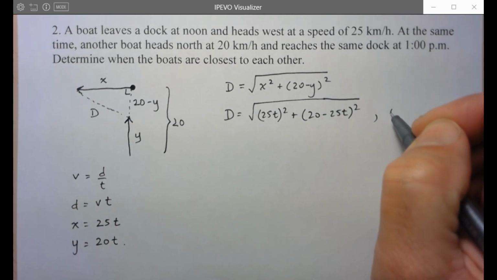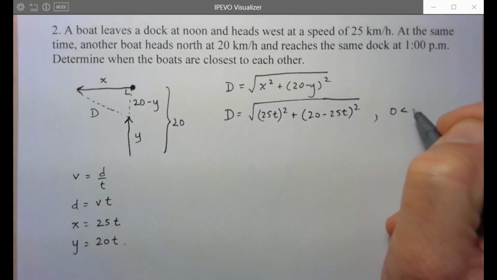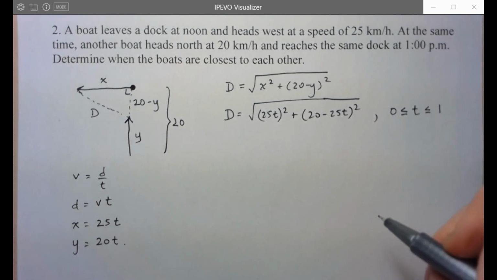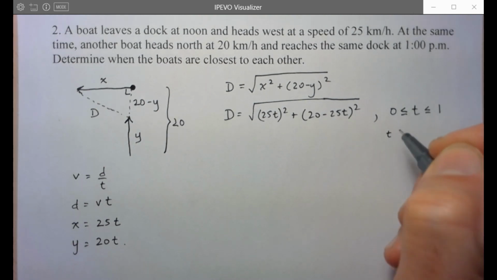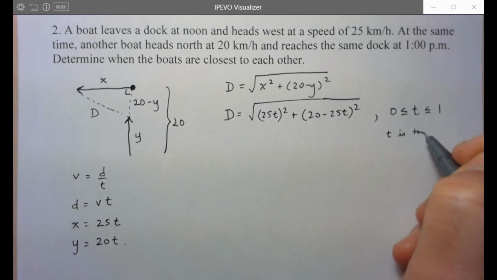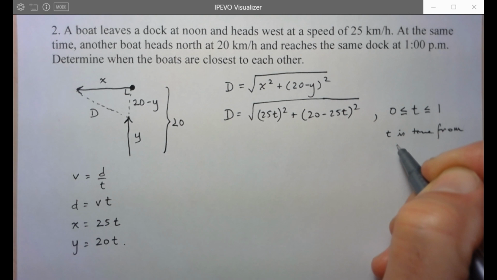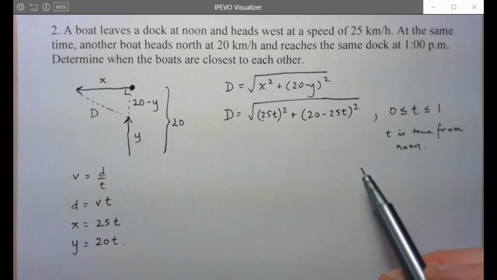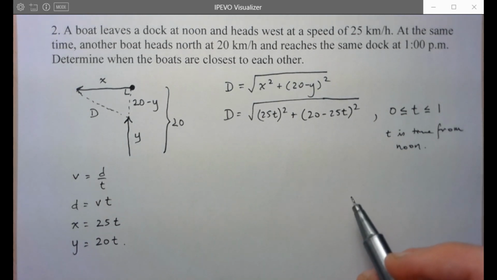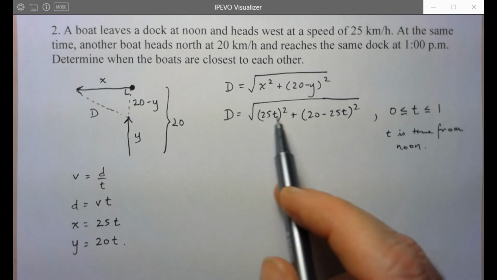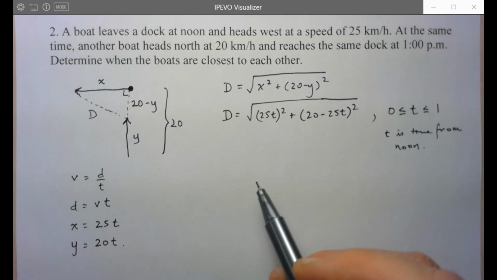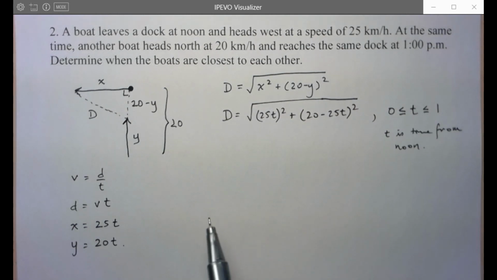So I'm going to let t be greater than or equal to 0, which represents noon, and less than or equal to 1, which represents 1 p.m. Here I'm just specifying that t is time from noon. What's nice about this is that it's a closed interval, which means I'm guaranteed an absolute max and an absolute min, since this is definitely a continuous function between 0 and 1. So now that we have our model with our domain, let's go ahead and do the calculus.